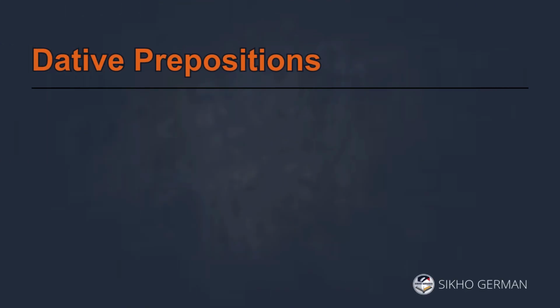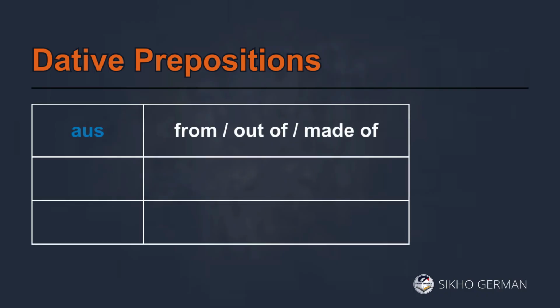Let's learn the 10 main dative prepositions and see them in action with plenty of examples. Aus, from, out of, or made of. Use this when coming from a place, going out of somewhere, or describing what something is made of.